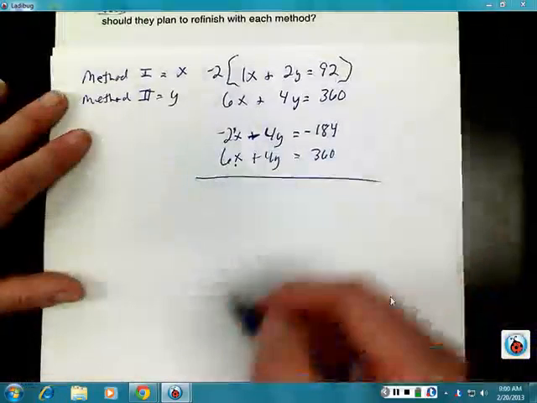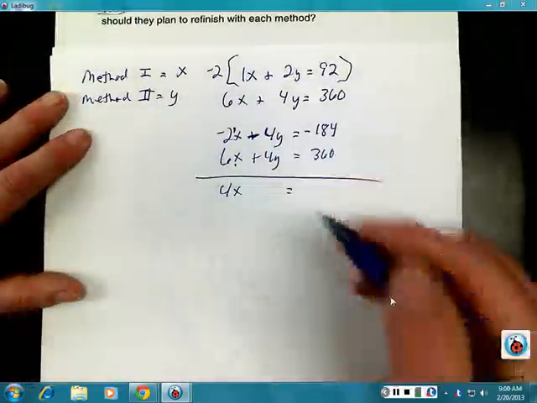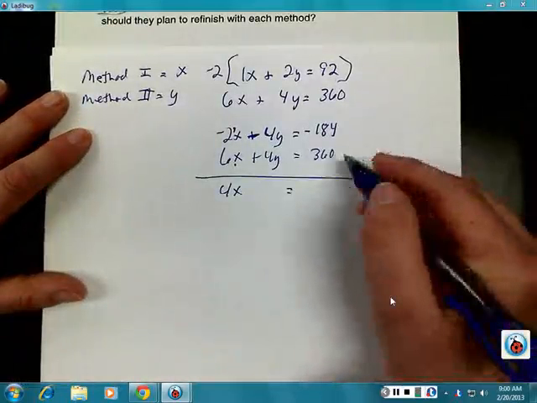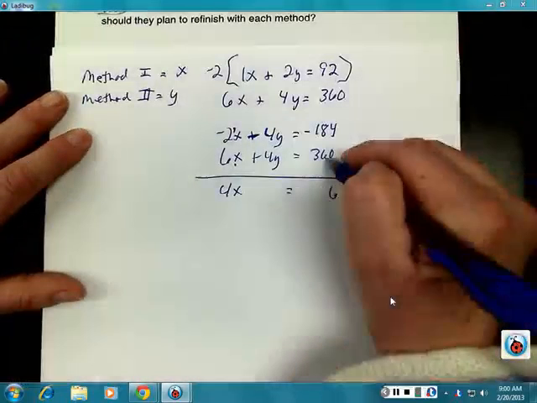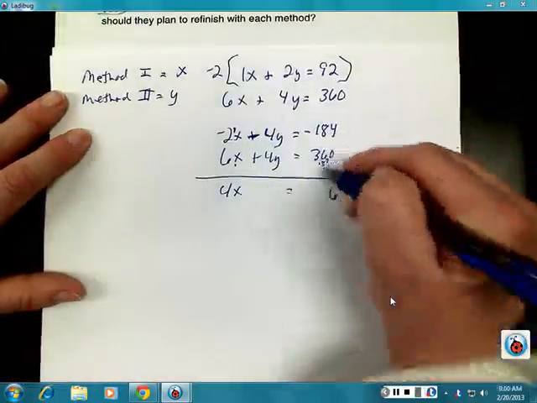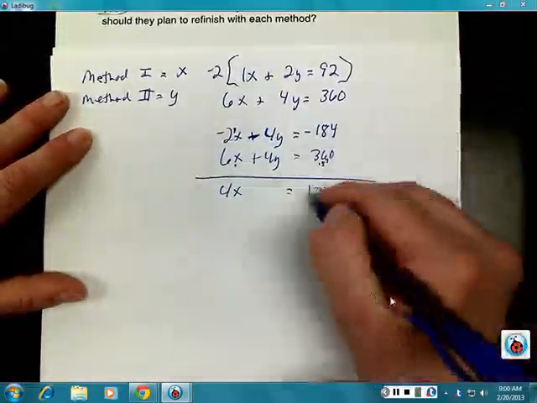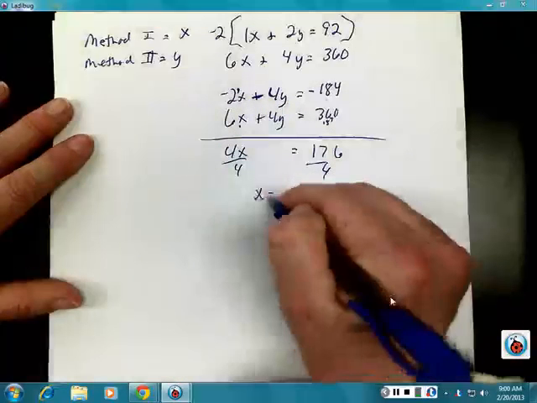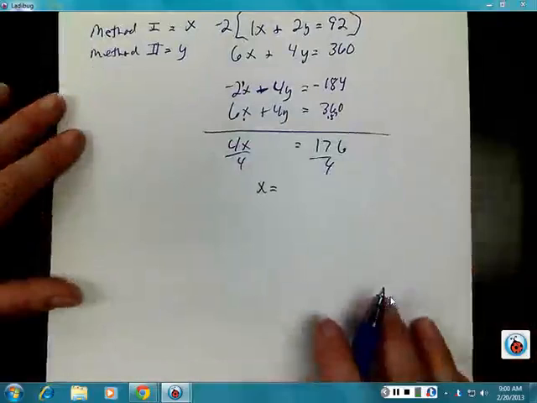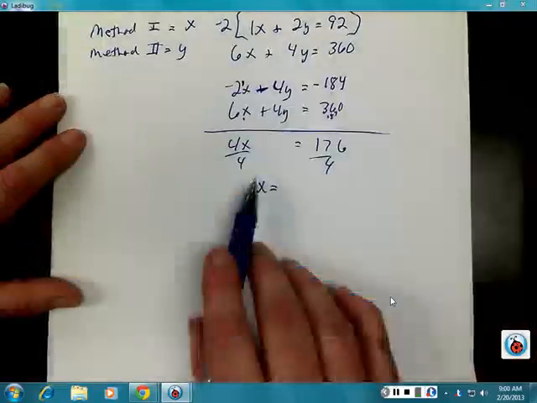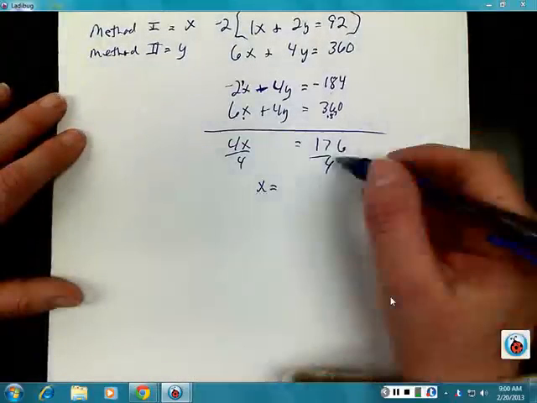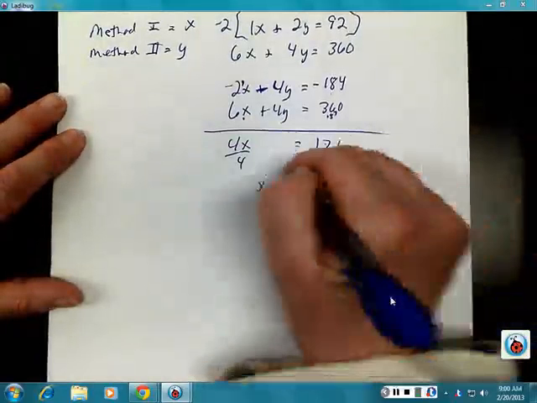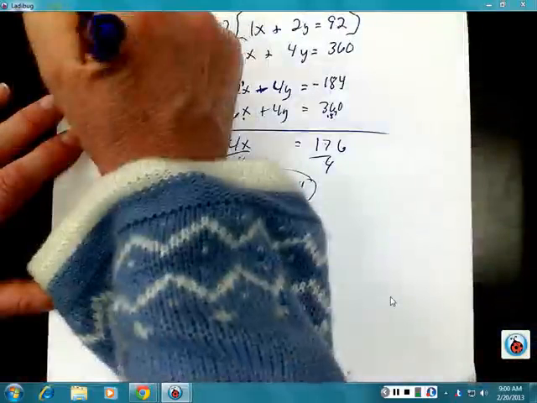And so these guys give me 4x. 184 from 360. What's that leave me with? 176. Divide by 4. So I find x for the amount of items I'm going to do at that point. So 4 goes into there 44 times. So 44 is method 1.